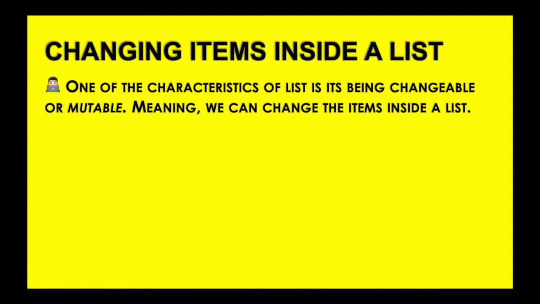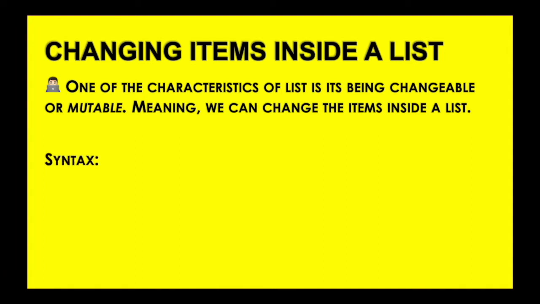One of the characteristics of the list is it's being changeable or mutable. As far as I can remember, we have tackled all about this on our previous upload regarding the introduction on the list as one of the collection data types of the Python programming. So meaning to say, we can actually change the items inside a list, even if the list is already printed. For the next coding, if we wanted to change some of the items inside it, we can actually do it.